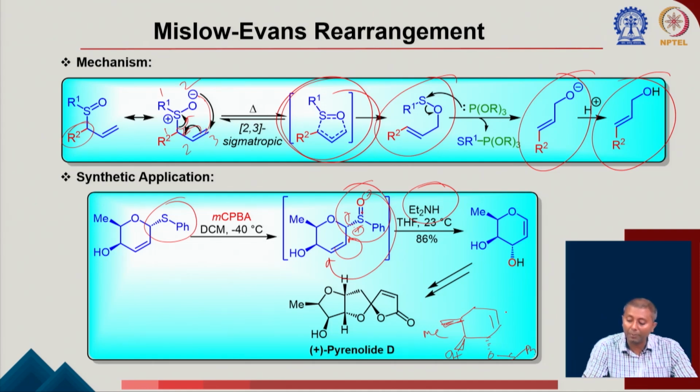And then what is going to happen? Then you are using this diethylamine, Et2NH. So that amine lone pair can attack on the sulfur, leave this bond, and then that O minus will be taking a proton to get to the corresponding product. Okay.